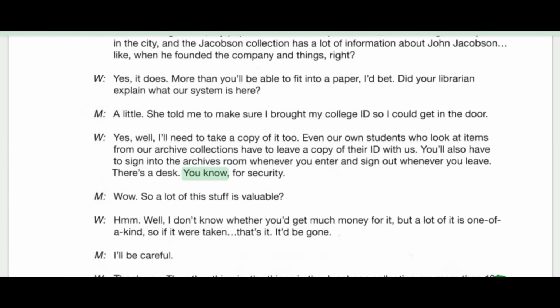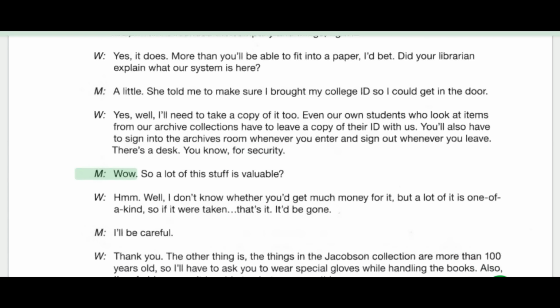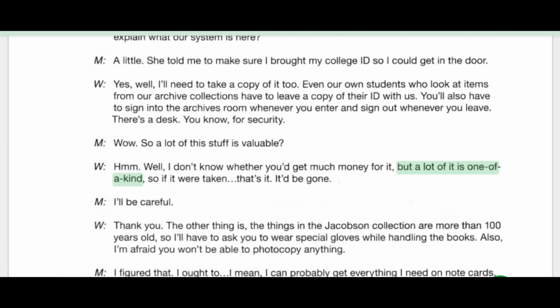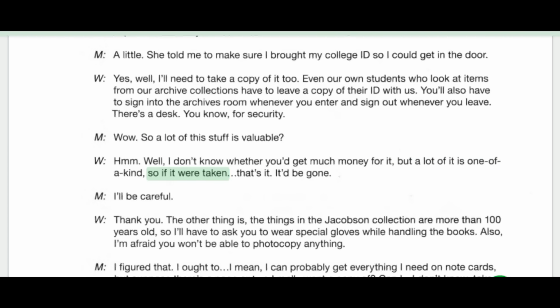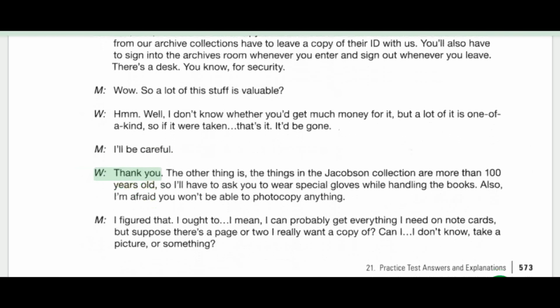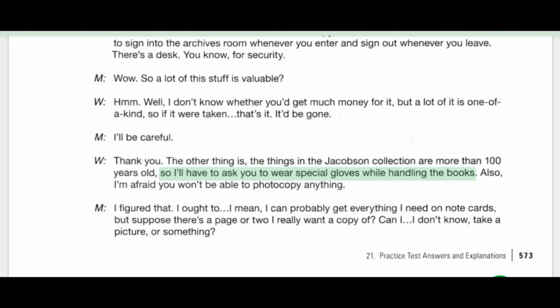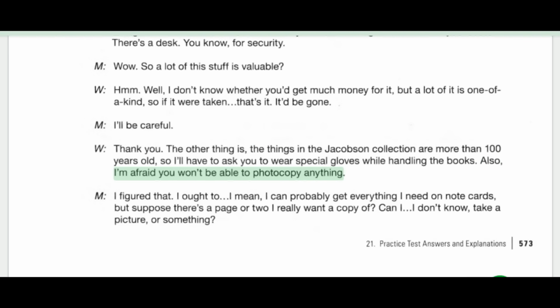There's a desk, you know, for security. Wow, so a lot of this stuff is valuable. Well, I don't know whether you'd get much money for it, but a lot of it is one of a kind, so if it were taken, that's it. It'd be gone. I'll be careful. Thank you. The other thing is, the things in the Jacobson collection are more than 100 years old, so I'll have to ask you to wear special gloves while handling the books. Also, I'm afraid you won't be able to photocopy anything.